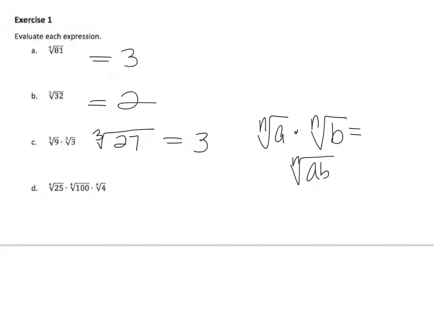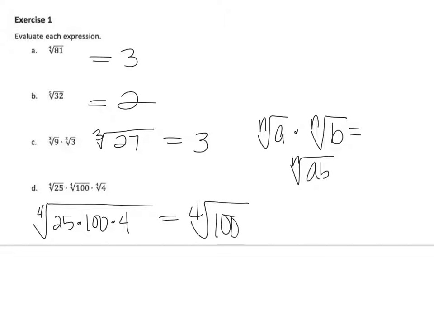Okay, same here. I have the fourth root of all this stuff. 25 times 100 times 4. I'm being lazy. I apologize. That gives me 10,000. And remember, 4 zeros means it's 10 to the fourth power. Cool. Awesome.